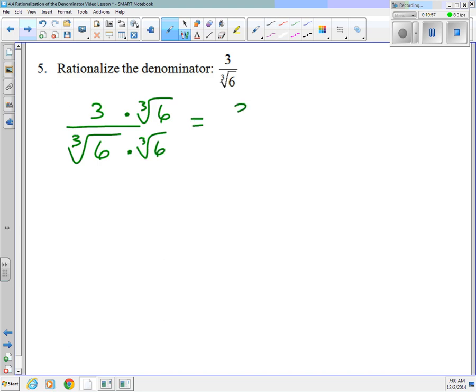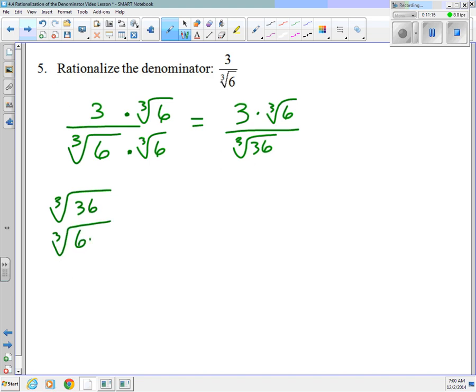Well, on the top, I get 3 times the cube root of 6 divided by the cube root of 36. The cube root of 36 is not 6 because we're talking about a cube root. Just to be sure, the cube root of 36 is the cube root of 6 times 6, which if you really wanted to factor this out, this would be 6 is 3 times 2. The other 6 is 3 times 2, so I get 2 times 2 times 3 times 3. There is nothing that I can triple up here. So the cube root of 36 is as simple as it gets. So we have not yet rationalized the denominator.